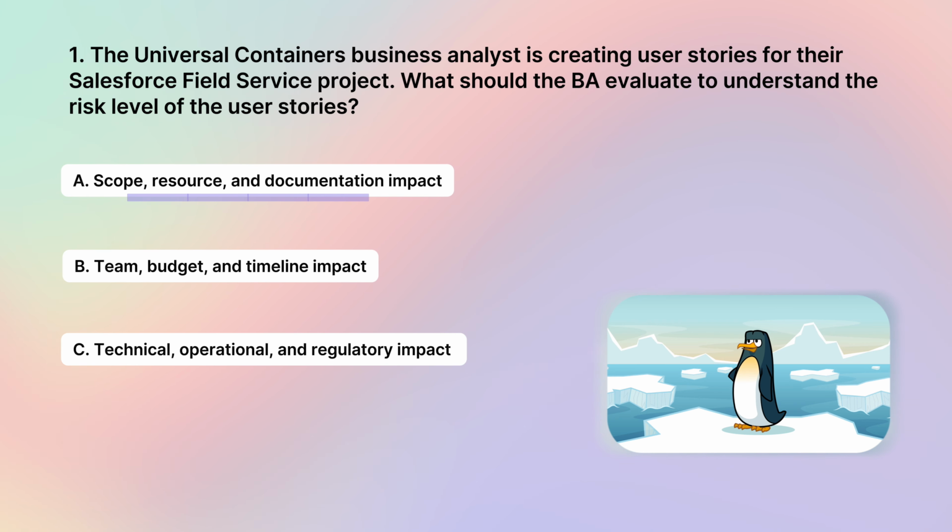A is the correct answer because evaluating the scope, resource, and documentation impact of the user stories will give the business analyst a comprehensive understanding of the potential risks associated with each user story. This evaluation will help the analyst assess the feasibility of implementing the user stories within the project. Option B, team, budget, and timeline impact, focuses more on the resources and constraints of the project rather than the specific risks associated with the user stories themselves. Option C, technical, operational, and regulatory impact, while important factors to consider, do not directly address the risk level of the user stories.